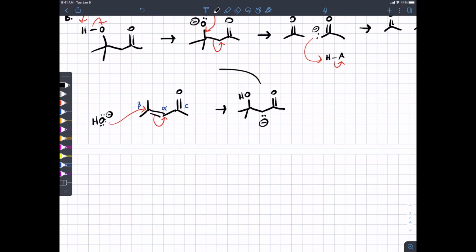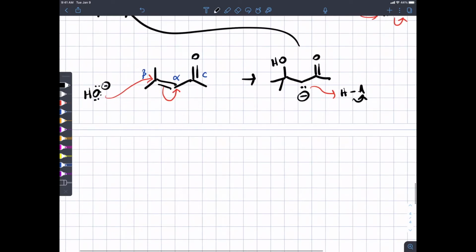And then to get to the alpha-beta unsaturated carbonyl compound, we simply need to pick up a proton from somewhere. This kind of thing where a nucleophile attacks the beta carbon or the fourth carbon is called 1,4 addition or conjugate addition. And we've seen it before once with cuprates, and this is another example.